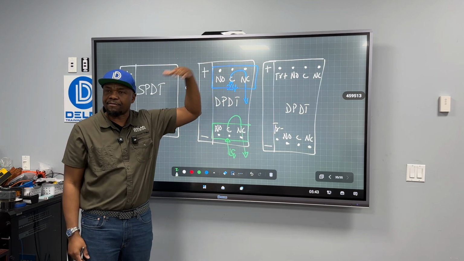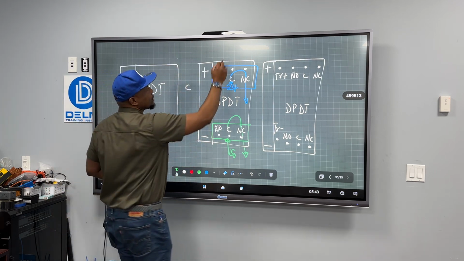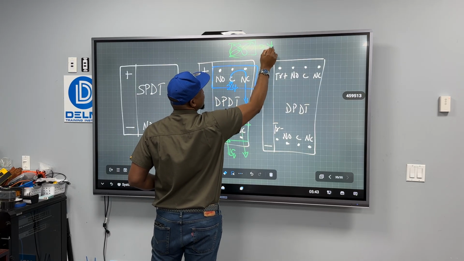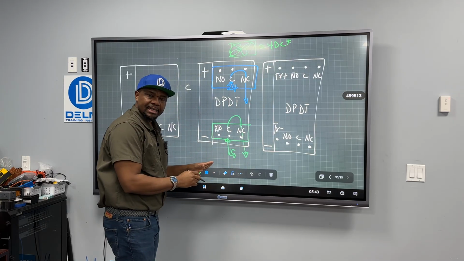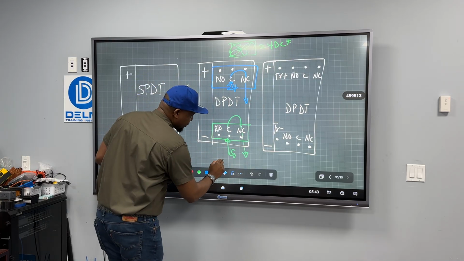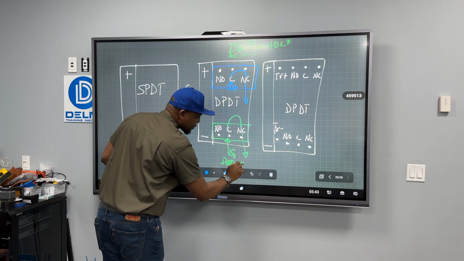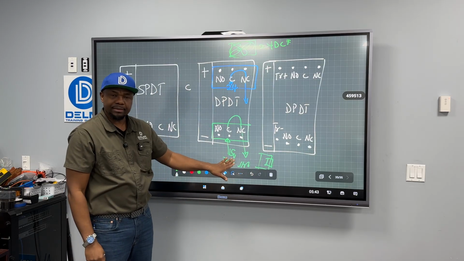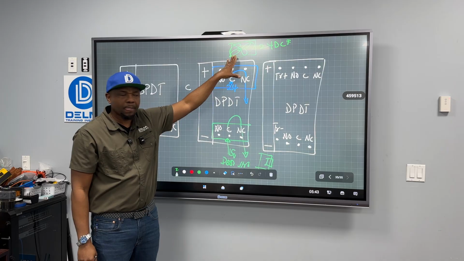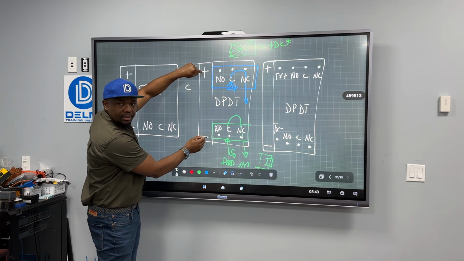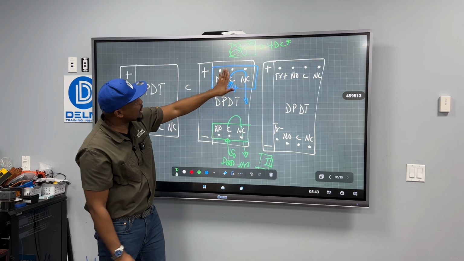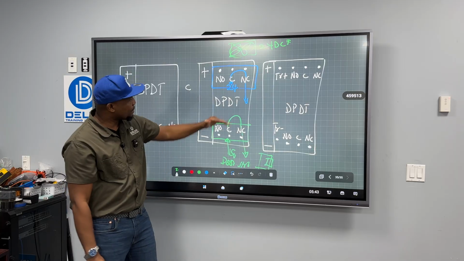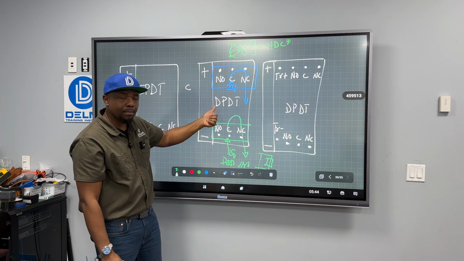So let's say I had a fan that was working at 24 volts. This is a 24 volts DC fan. And I had a door strike, for example, that was working at 15 volts. I can connect my door strike here, and I can connect my 24 volts fan here. So anytime I energize this coil, 24 volts is going to flow through my fan, 15 volts is going to flow through my door strike. So by using two separate voltages, I'd need a double pole, double throw.